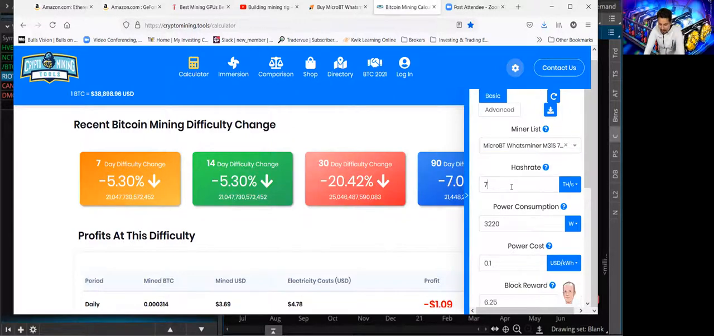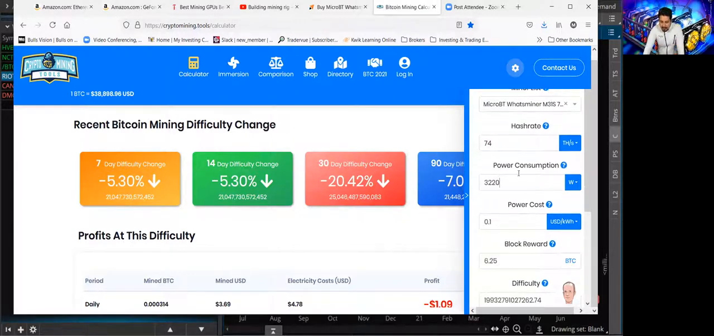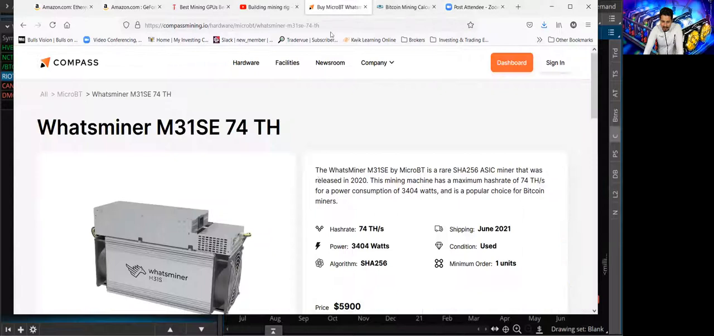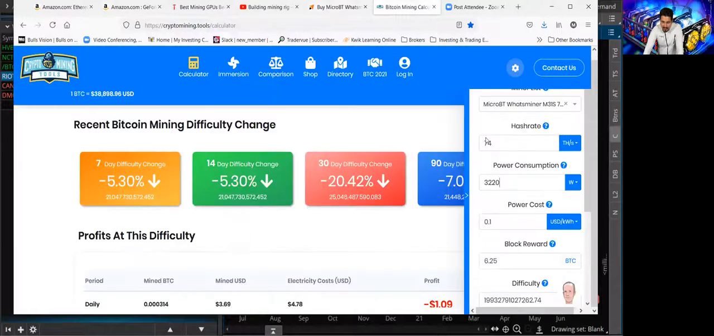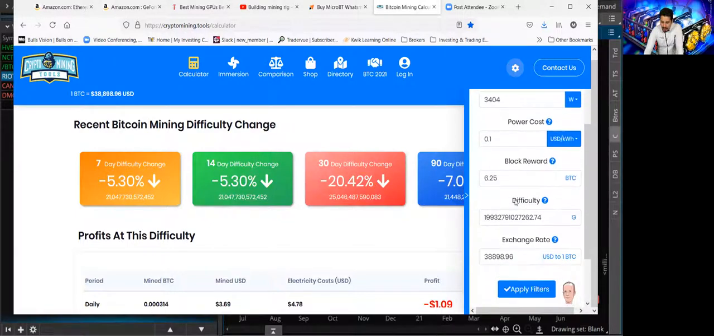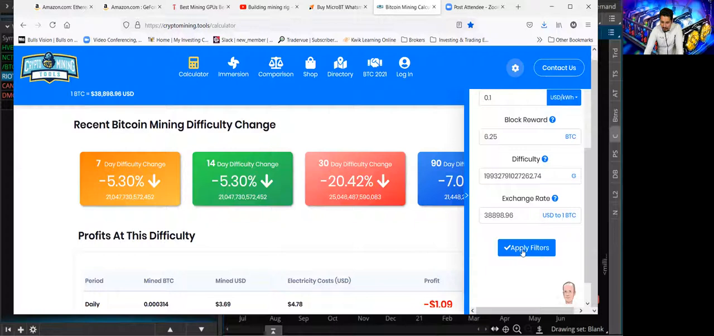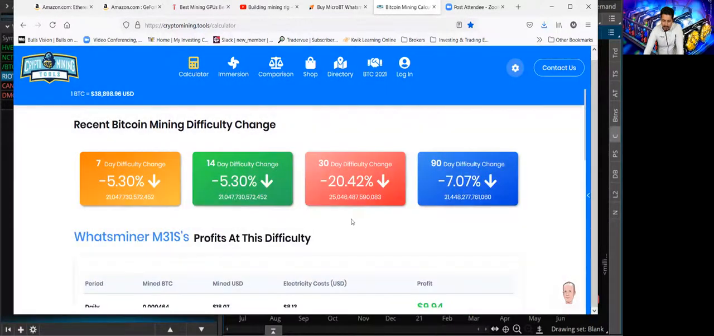Now the hash rate is actually 74. In terms of power consumption, it did say, let's see, the power consumption is 3404 watts. So let me put 3404 watts. And let's just apply the filters. Let's see what we get.